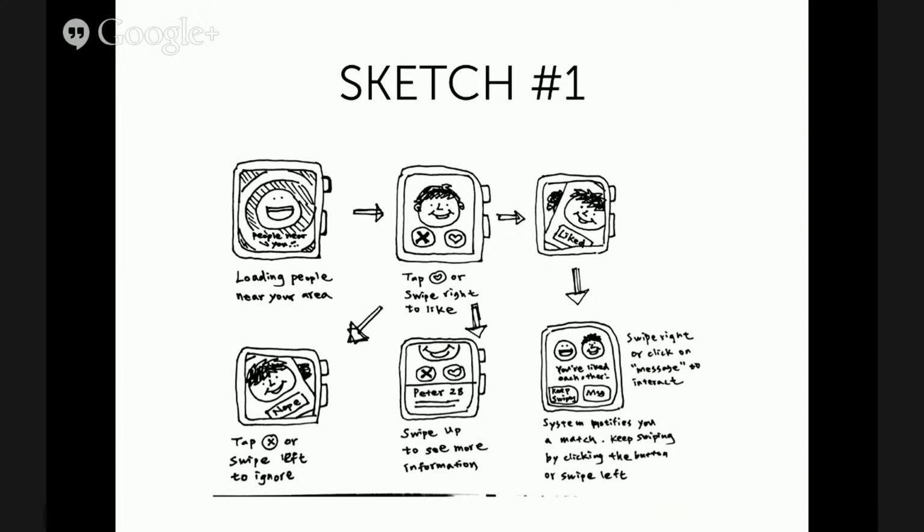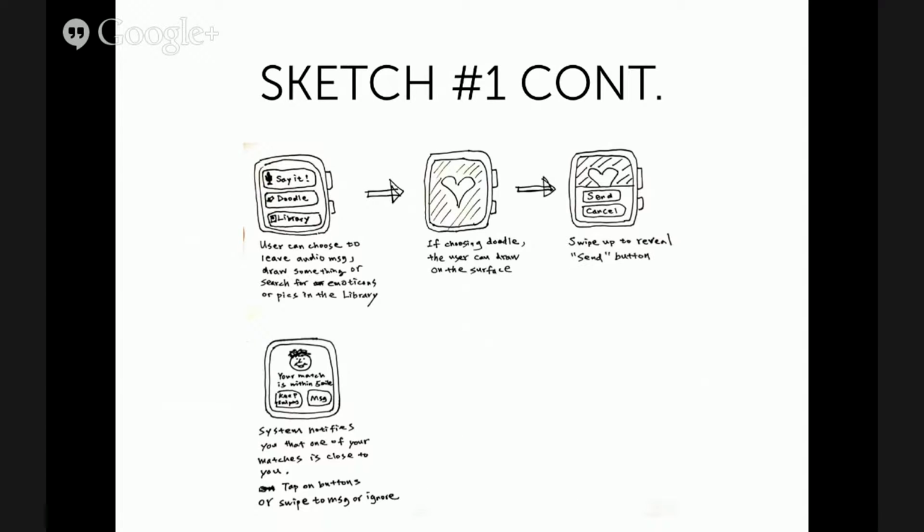Okay, so that's the screen. Swipe up, and if you got a match, the system will notify you, and you can decide whether you want to send a message or keep swiping. If you decide to send a message, there are different ways you can send it. You can send an audio message, or you can doodle, or you can find an emoticon or a picture from your library. And if you decide to doodle, you can basically draw something on your watch surface and send that photo to your match.